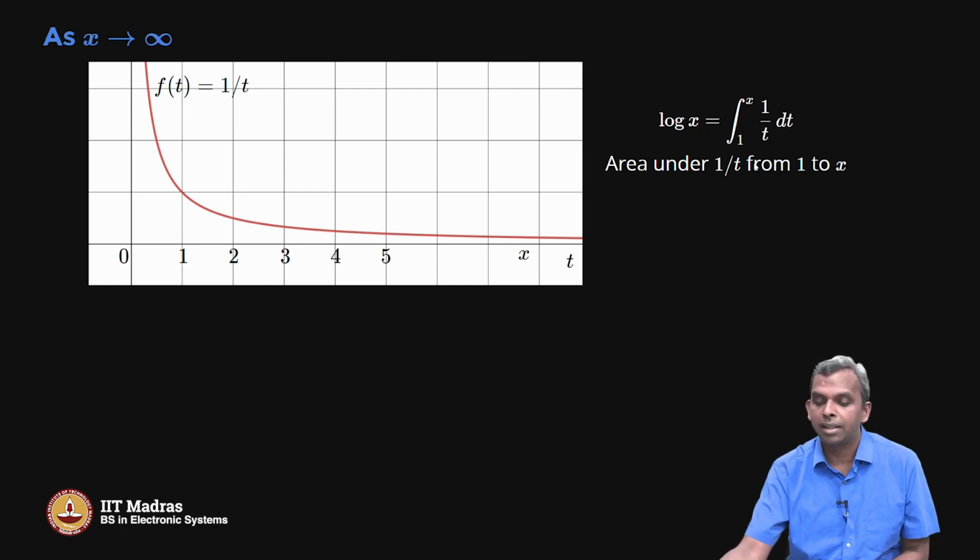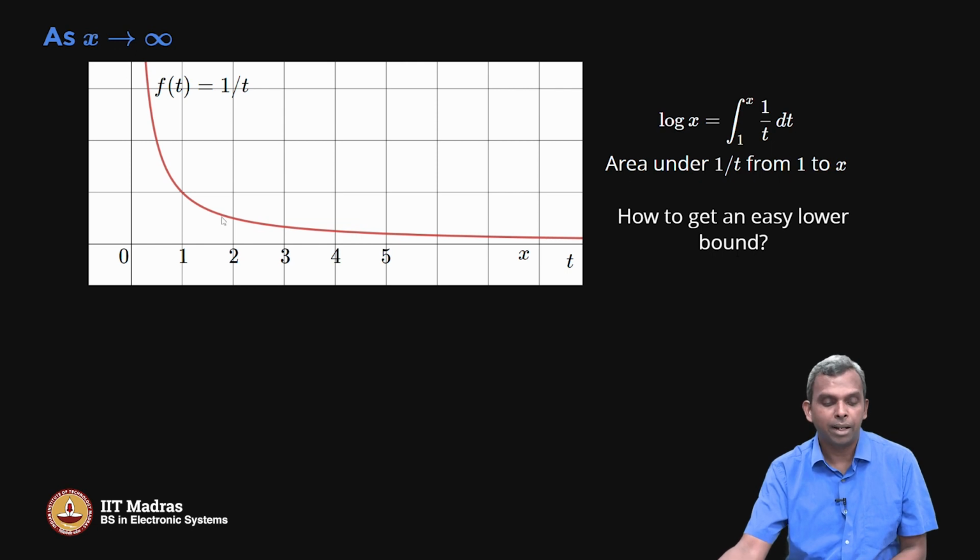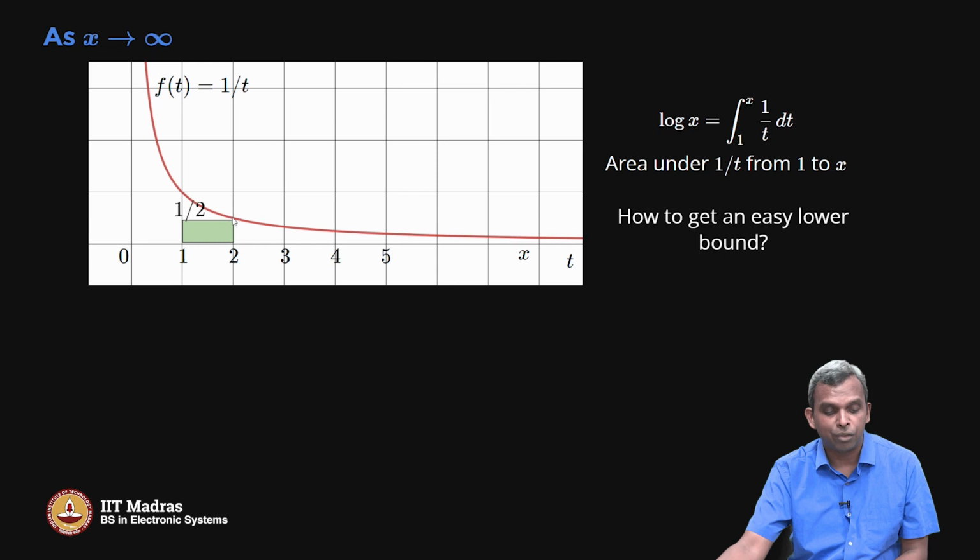So, log x is the integral from 1 to x of 1 by t dt, the area under 1 by t from 1 to x. So how do I get an easy lower bound on this? I mean 1 by t is a crazy function, it just keeps on changing. How do I get a lower bound on this area? Once again we will use a Riemann-like trick. I will look at this rectangle of height half. Why half? Because at x equals 2, this function is 1 by 2. So I am going to look at this rectangle, that is half.